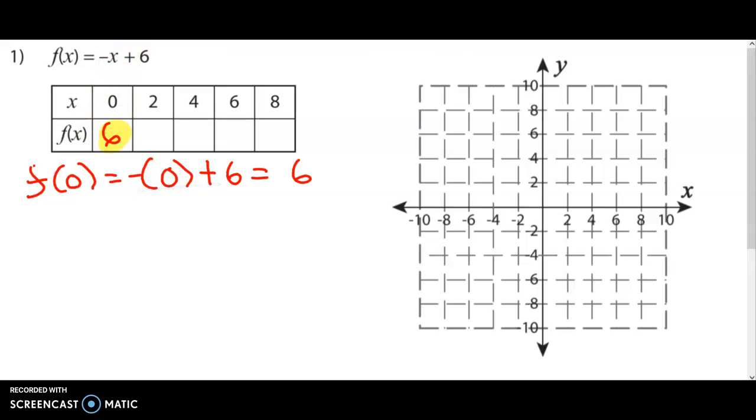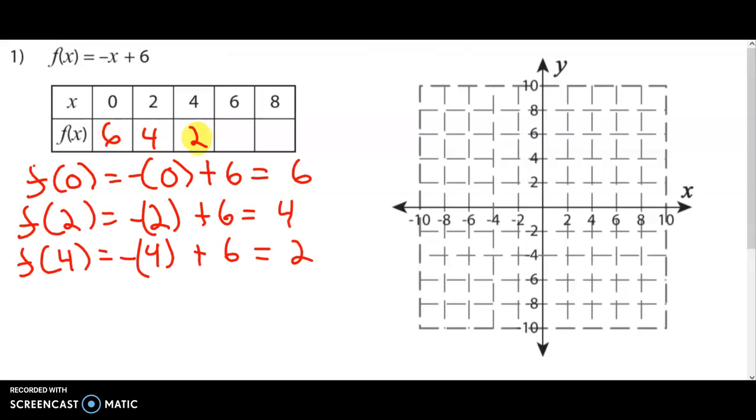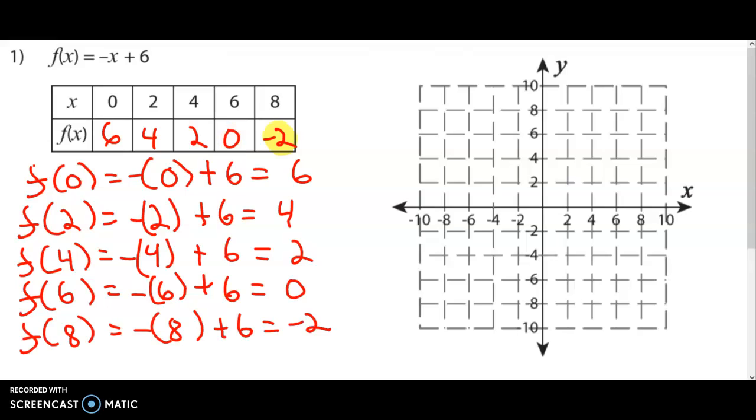Plug in 2, you get 4. Plug in 4, you get 2. Plug in 6, you get 0. And plug in 8, you get negative 2. So now we have all our f of x values right here. And now that we have that, we could plot the points over here.